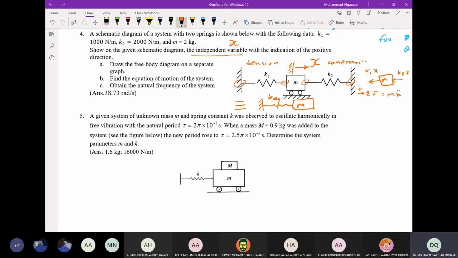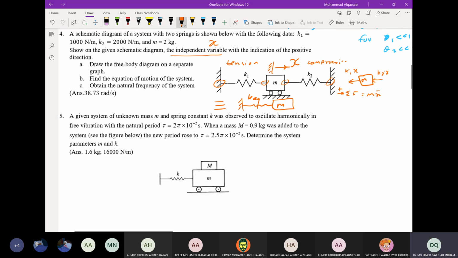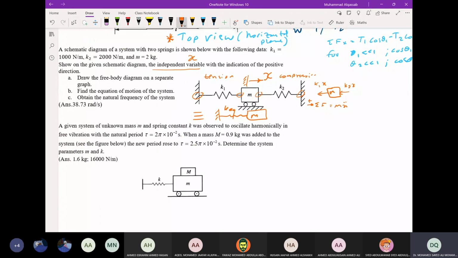If you move on with answering the question, this is the free body diagram. And then this is the equation of motion using Newton's second law. Then, of course, when you complete the equation of motion, you can find the natural frequency without solving. All that we did so far is not solving the equation of motion to find the response. We are finding only the frequency or the period of oscillation.